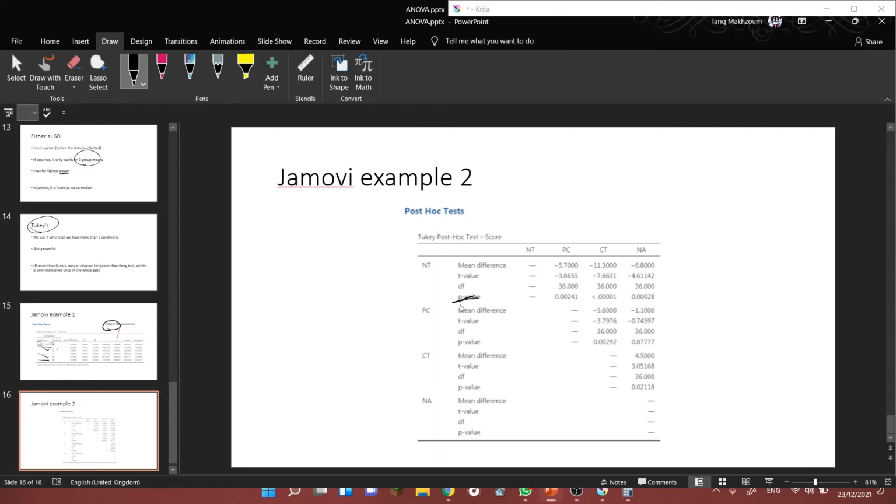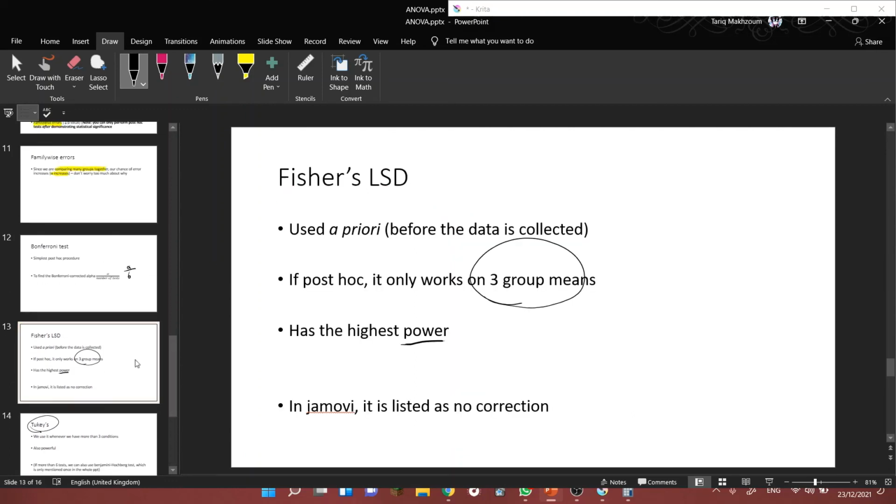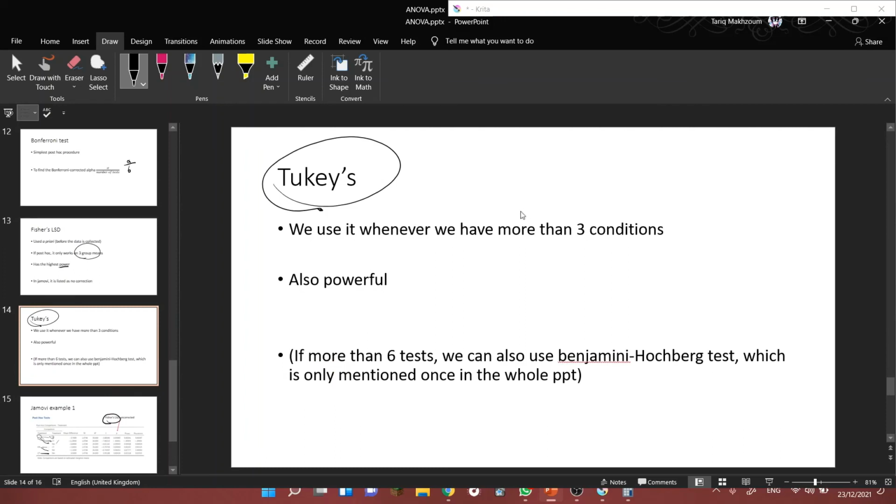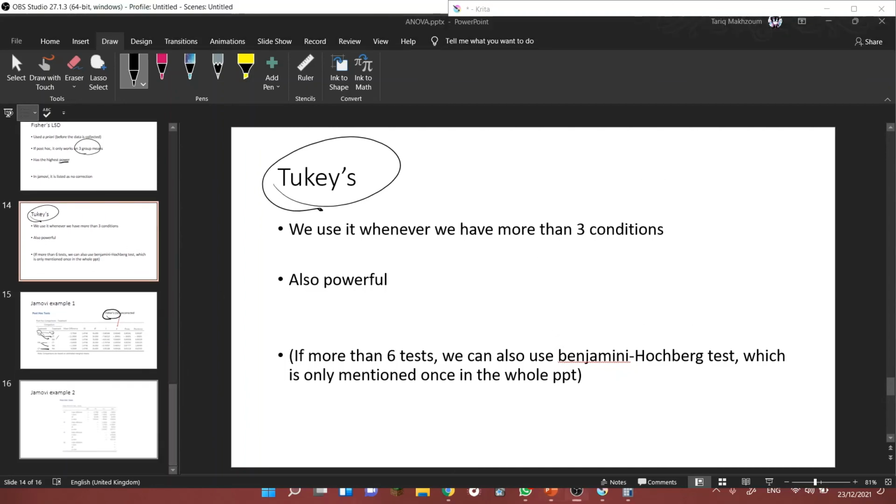And then this is a second example over here, just looking at Tukey's. And you have your p-value between each of the four groups. Okay, so the p-value is over here for a Tukey's test. Again, Tukey's is the one that we use for more than 3. If you have more than 6, then you can switch to a Benjamini-Hochberg. And yeah, that's it. Bye.